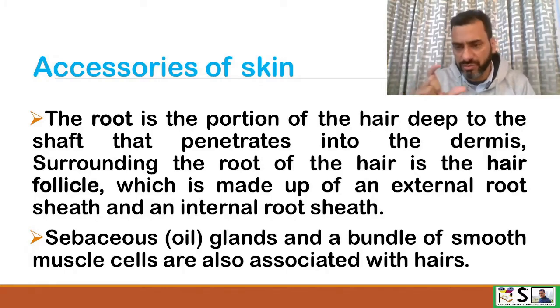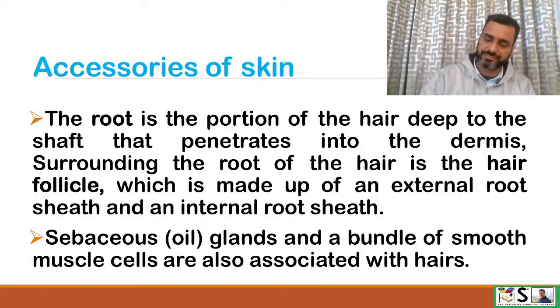Surrounding the root of the hair is the hair follicle, which is made up of external root sheath and internal root sheath. Sebaceous glands and the bundle of smooth muscles are associated with the hairs.